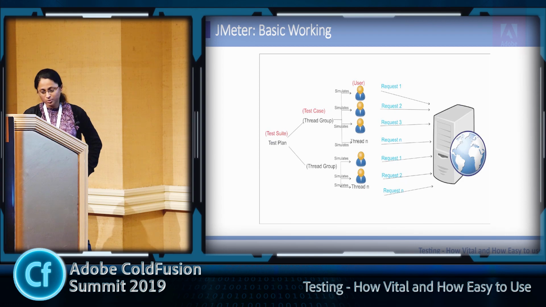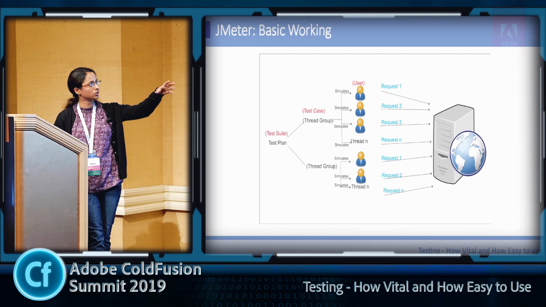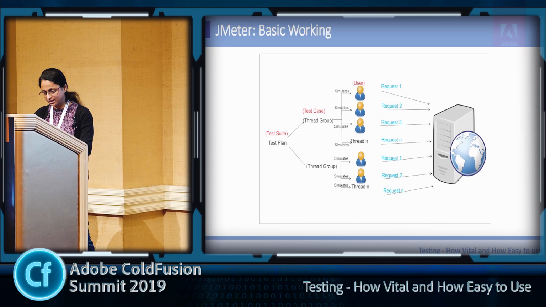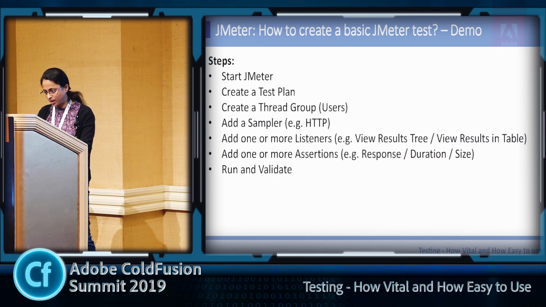So that's the basic JMeter working. You just simulate the users and send out requests to the server, and the server will respond. Then you can have your listeners parse that response. So let's look at this simple example. How would you create your basic JMeter test? The first thing is you start JMeter, which you have already done. The next thing is you create a thread group, where you specify how many users you want to hit your website, the ramp-up period, and the loop count.